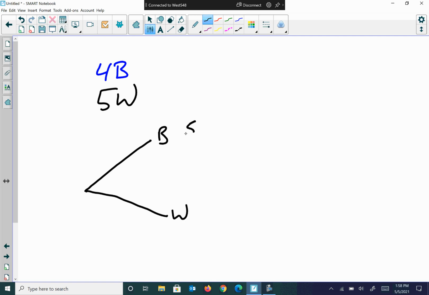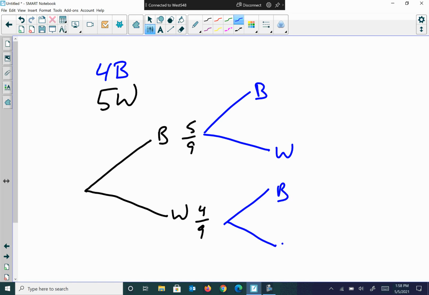Okay. So I have a total of nine marbles, the black marble versus the white marble. The black marble is 5 over 9 probability on the first choice. The blue marble is 4 over 9 probability. And then to continue our tree diagram, being that we're not replacing it, these are the choices that can happen on our second guess. Does this make sense how I have it? So we're just doing our choices. Because we're not replacing the marble, all of these denominators are going to be 8. Is that okay? They didn't put it back.